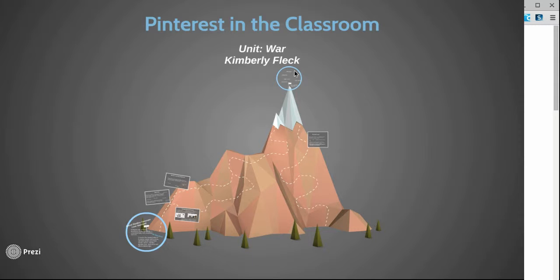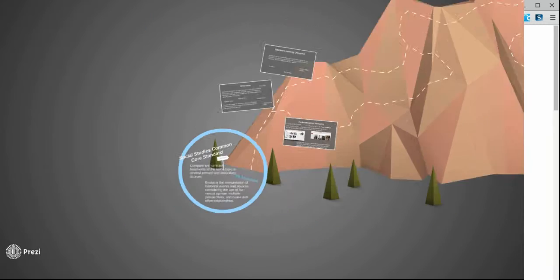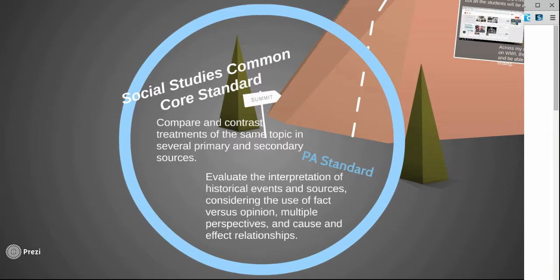This is my example for how I could use Pinterest in my classroom. My students are currently working on a unit of war, and I'm thinking that I'd like them to use Pinterest as a resource gathering spot.